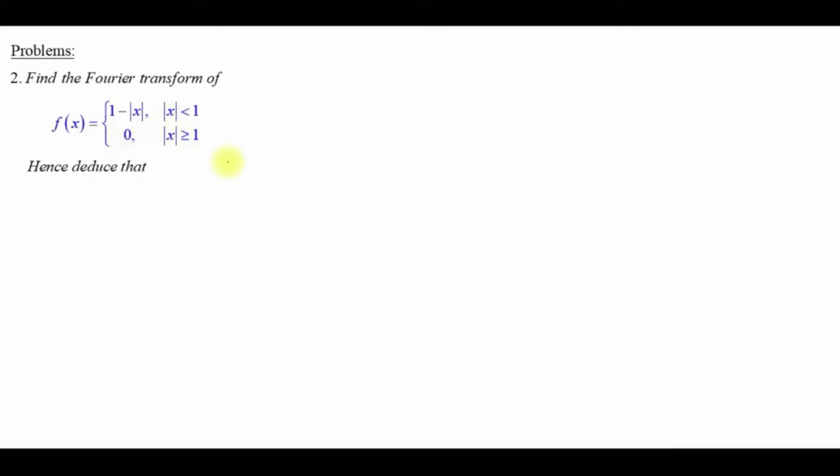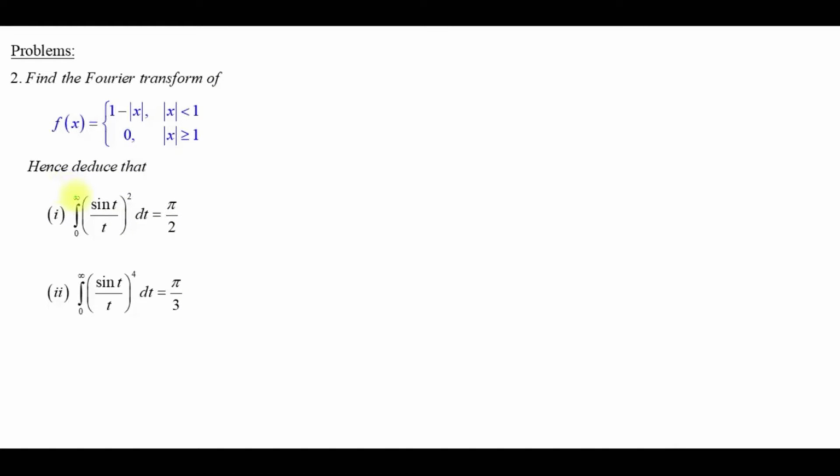Problems. Problem number 2. Find the Fourier transform of f of x equals 1 minus mod x when mod x is less than 1, and 0 when mod x is greater than or equal to 1. Using this result, deduce that first, integral 0 to infinity of sin t by t whole square dt equals pi by 2. Next result, integral 0 to infinity of sin t divided by t whole power 4 dt equals pi by 3. So for the deduction, we have to apply either the inversion formula or Parseval's identity.